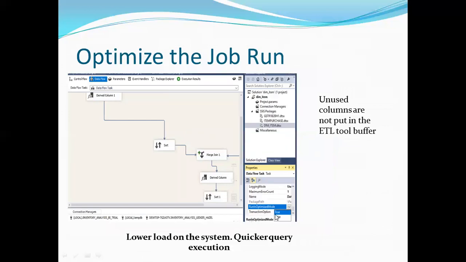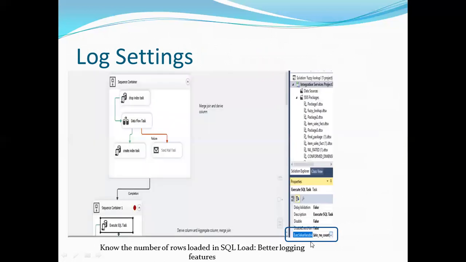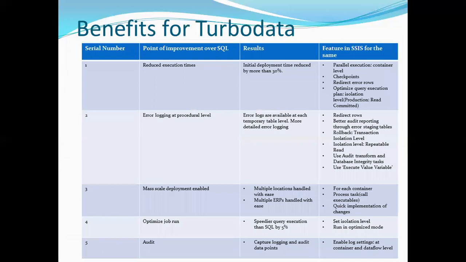Running the job in the optimized mode true means bringing in only the required columns. And you can also set the log settings as to how the logs would be set up at each level of granularity. Execute variables we normally use when we have the SQL transforms, to load the number of rows which have been loaded. So we go from SQL to SSIS to reduce the execution times through parallel execution and checkpoints, redirecting error rows, and then optimizing the query execution.